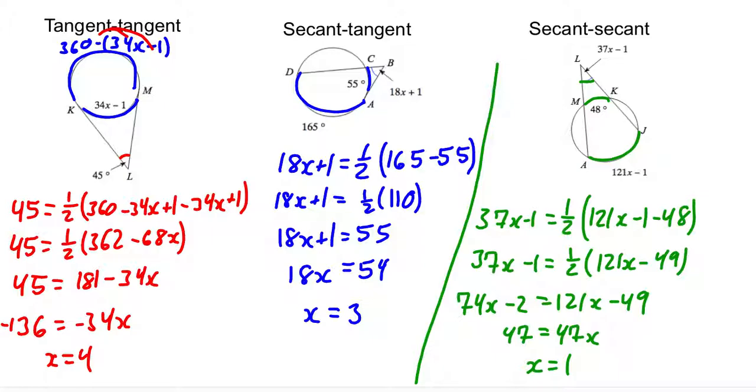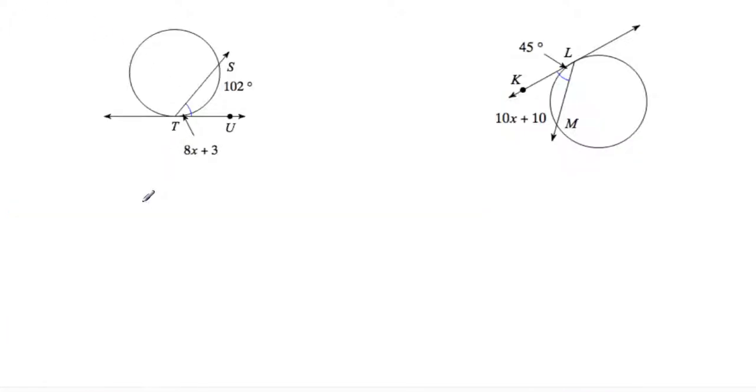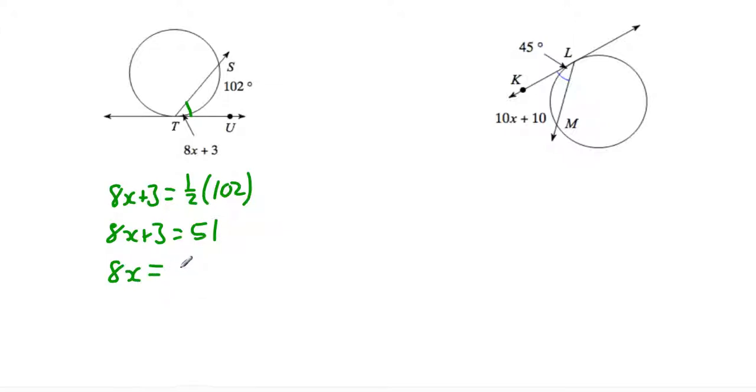Now what happens if they intersect on the circle? Here we have two situations where we have a tangent intersecting a secant. The situation for this is that this angle, formed by the two, is going to be half of the arc. So that means that 8x plus 3 is equal to 1/2 of 102. So 8x plus 3 is equal to 51. If I subtract 3 from both sides, I get 8x is equal to 48, or x is equal to 6.